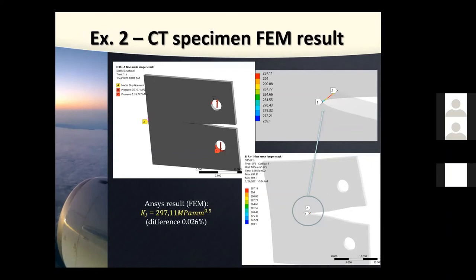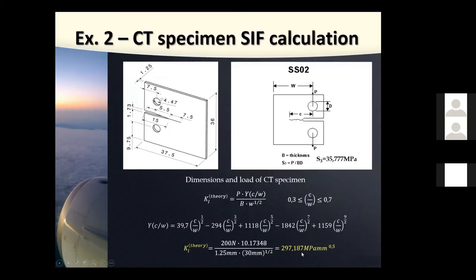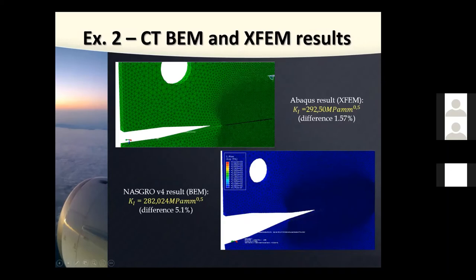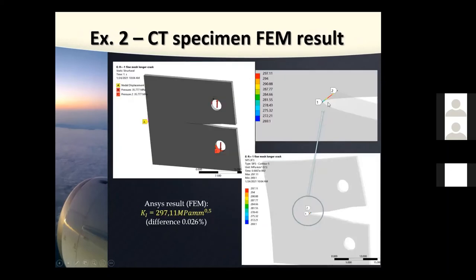check the value from ANSYS. Difference is 0.026%. So 297.11 compared to 297.18. So negligible difference between ANSYS value. Again, it's the value in the middle here. You can see that most nodes here have between 294 and 297, but some nodes here on the edge, they have less values. But the maximum value of K1 influences the fatigue life of the structure. So this is why I favor the use of ANSYS.